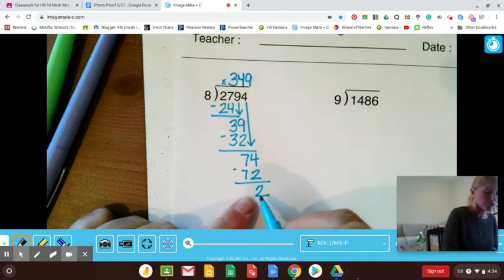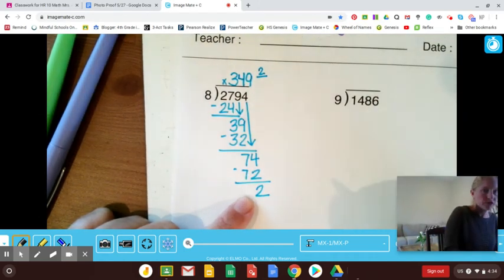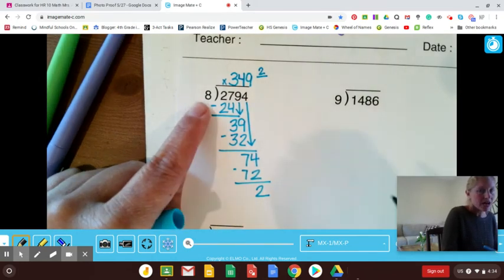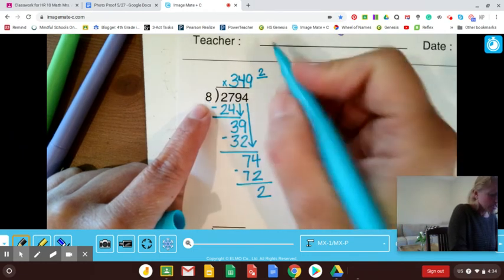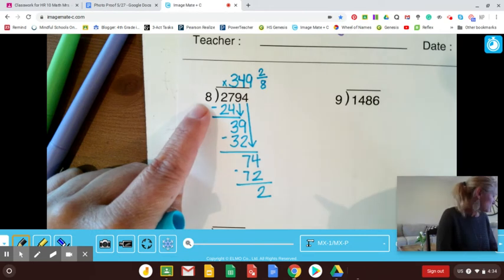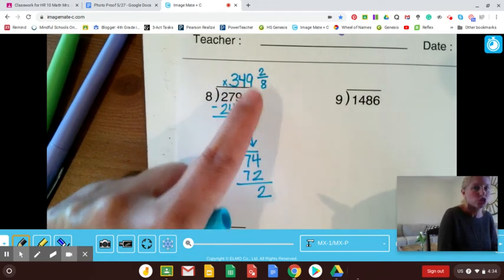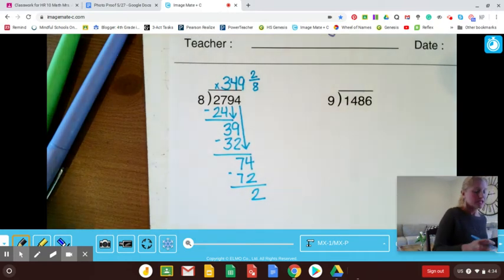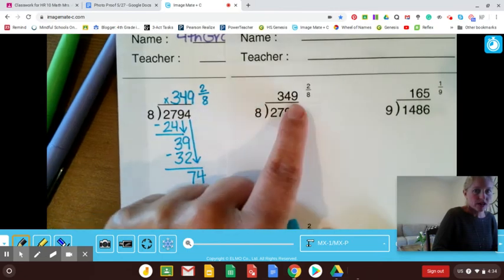And here's how you do that. You take your remainder, that becomes your numerator of your fraction, and your denominator of your fraction is whatever the divisor is. So the 8 is going to come all the way over here, and you do not have to reduce it. So the answer is 349 and 2/8. And then I'm going to take my answer key and I'm going to check it. Did I do it right?